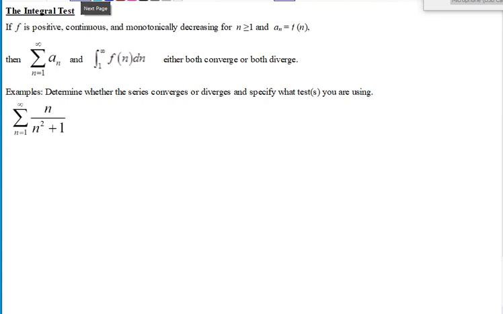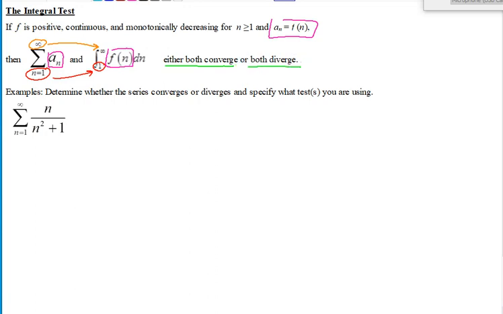So this says we've got an integral, and notice n equals 1 here. That becomes the lower limit, and then infinity becomes the upper limit. A sub n, again, is our formula here, and f of n. If they're equal to each other, these two are the exact same formula, either both converge or both diverge.